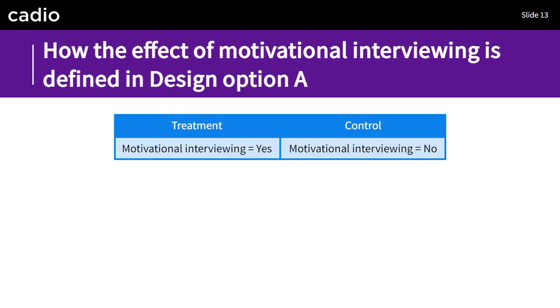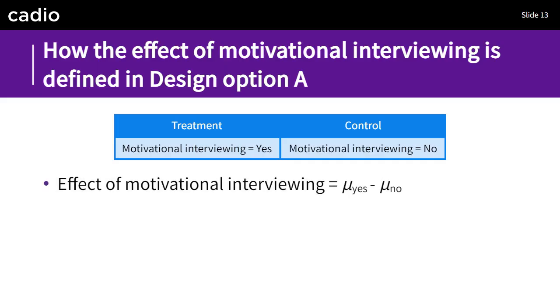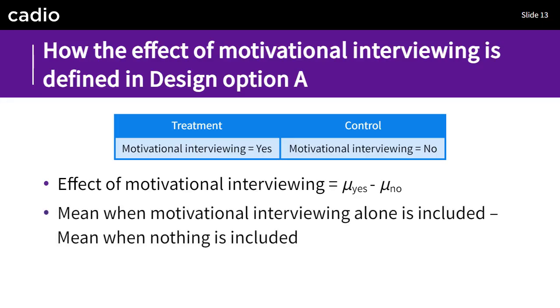In a typical 2-arm ERCT conducted to evaluate an intervention, the purpose is direct comparison of the mean of the intervention condition against the mean of the control condition. You can see that in design option A, the individual experiments approach, the effect of motivational interviewing is defined as the mean of a condition in which motivational interviewing is set to yes and everything else is set to no, versus the mean of a condition in which everything is set to no.